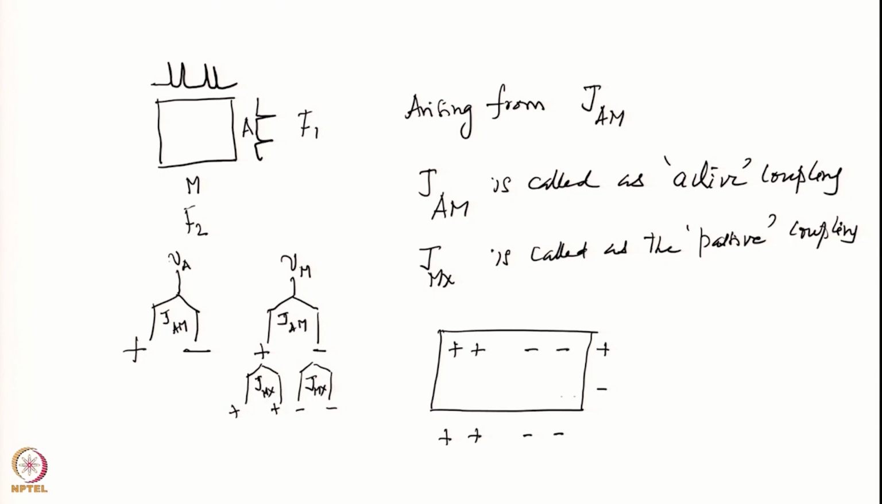Now I multiply with the minus sign here, therefore I will get here minus minus plus plus. Minus into minus gives me plus, therefore inside here I will have this sort of a structure. This is provided JAM is greater than JMX.